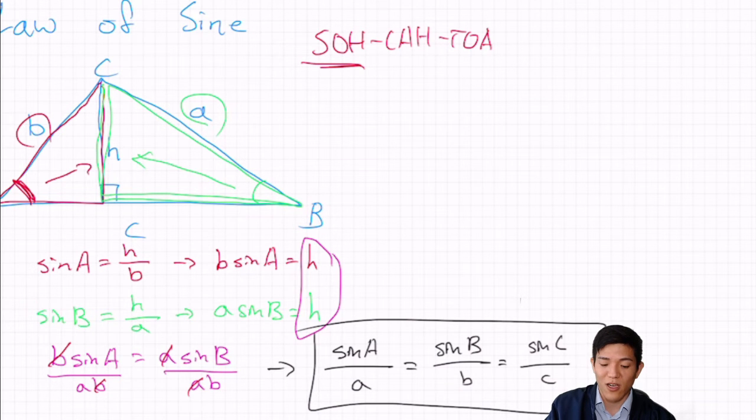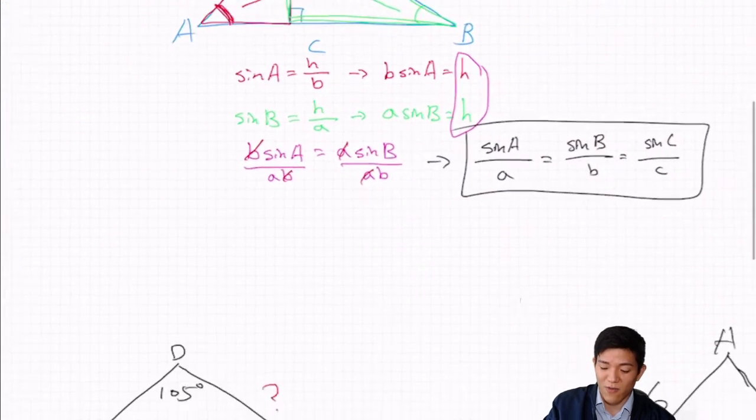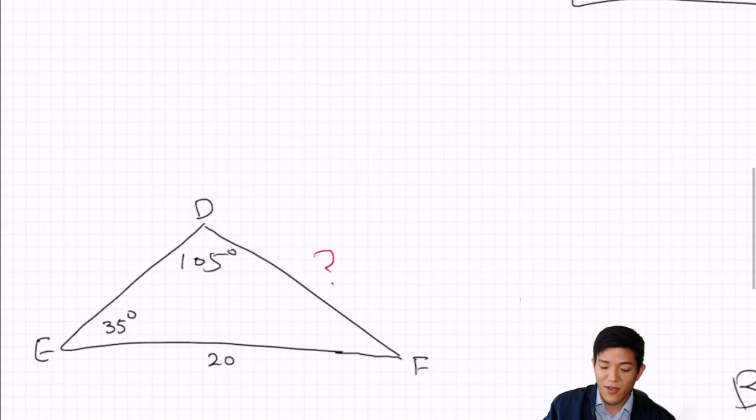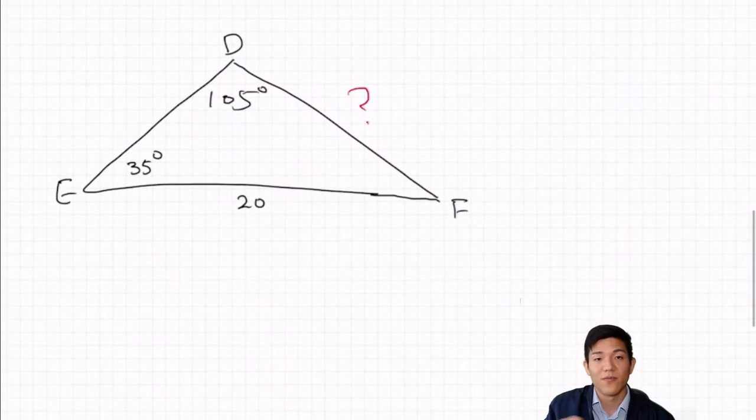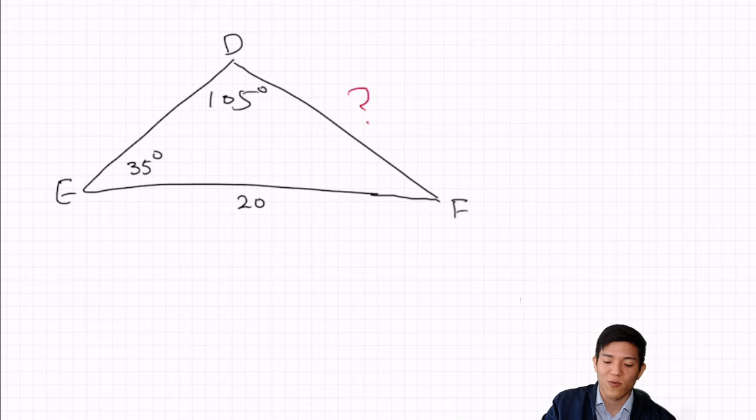So let's take a look at one example problem that I have drawn here. Okay, I have a triangle DEF with the angles 105 and 35, and then one side that's 20. And we want to find this question mark. How long is this side? And we can do this by using the law of sines.